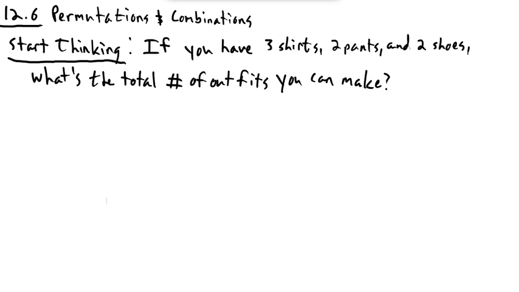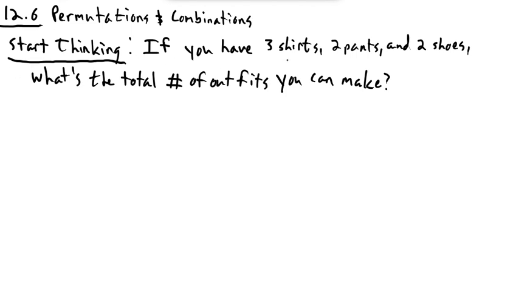So last week we said we were going to jump into chapter 11 for a little bit and then jump straight into chapter 12. We're going to get started with section 12.6, Permutations and Combinations. Let's get started with that.